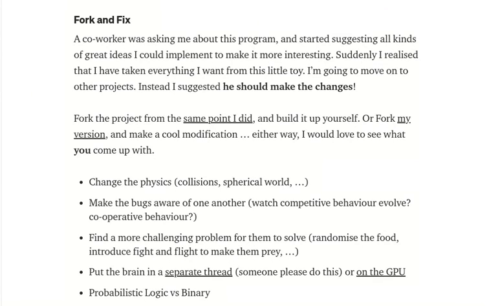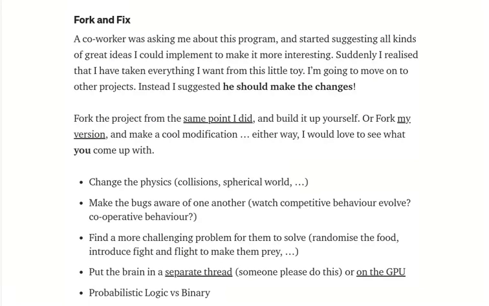A coworker was recently asking me about this program and started suggesting all kinds of great ideas I could implement to make it more interesting. Suddenly I realized I had taken everything I wanted from this little toy. I'm going to move on to other projects, and instead I suggest he should make the changes. Fork the project. Fork it from the same point I did and build it up yourself. Fork my version. Make a cool modification. Either way, I'd love to see what you come up with.